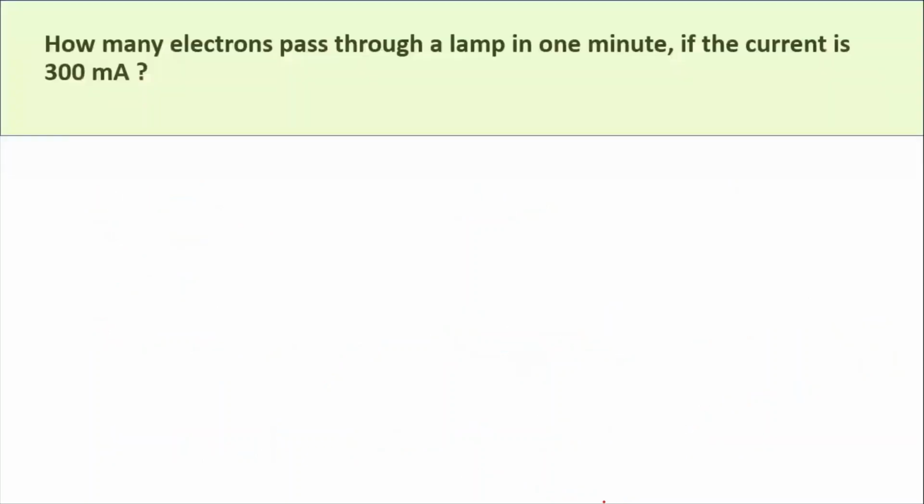Next question. How many electrons pass through a lamp in 1 minute if the current is 300 milliamps? Here you are asked to find N. Same formula: I is equal to Q by T, that is equal to NE by T. So N will be equal to IT by E. So you have to find this. Here I is equal to 300 milliamp.